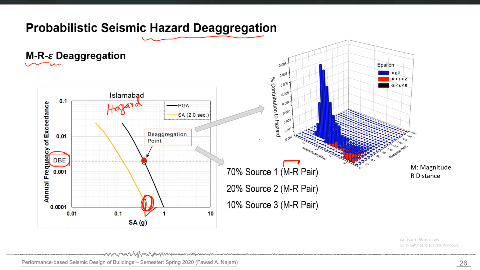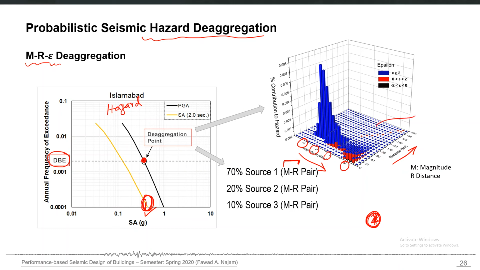So the three-dimensional representation of this decomposition is like this: on one horizontal axis you have magnitude 5, 6, 7, 8, and on the other horizontal axis you have distance from source. So if you have this site, for example, this is your site, different seismic sources will be located at different distances, and earthquake magnitudes at those faults or sources will affect the seismic hazard at your site. So now you have a magnitude and distance space.